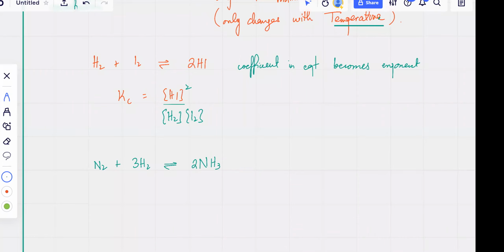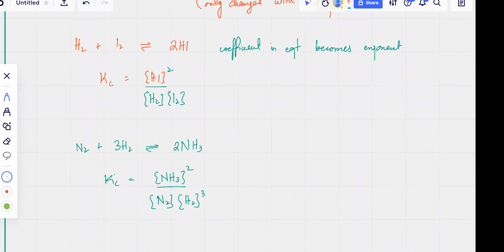So what's the expression for Kc in this case? It's going to be NH3, that's the product. And remember, everything is either multiplied or divided. So it's going to be NH3 concentration squared divided by N2 concentration, and H2 concentration is going to be cubed. That's your expression for Kc. And the coefficient has become the power.